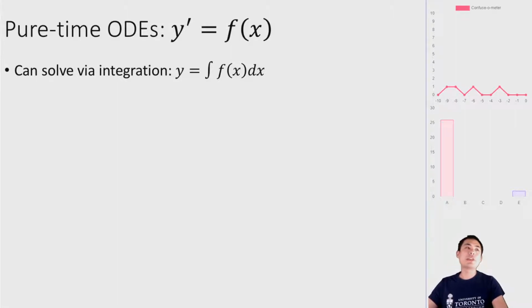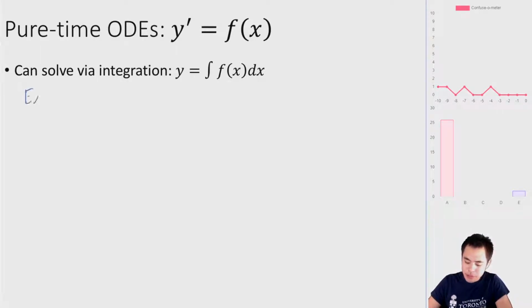What's a pure time ODE? I'm only going to deal with the first-order pure time ODEs, but second-order ones also aren't too hard to solve because you can then just integrate twice. But here you can just solve your integration. So if y prime is equal to f of x, well then y is equal to the integral of f of x dx.